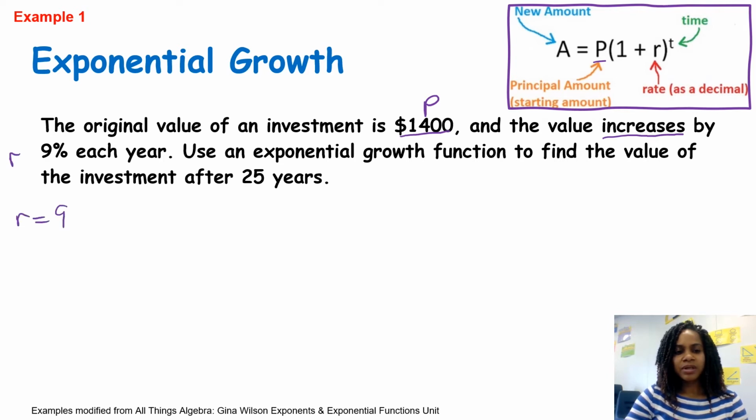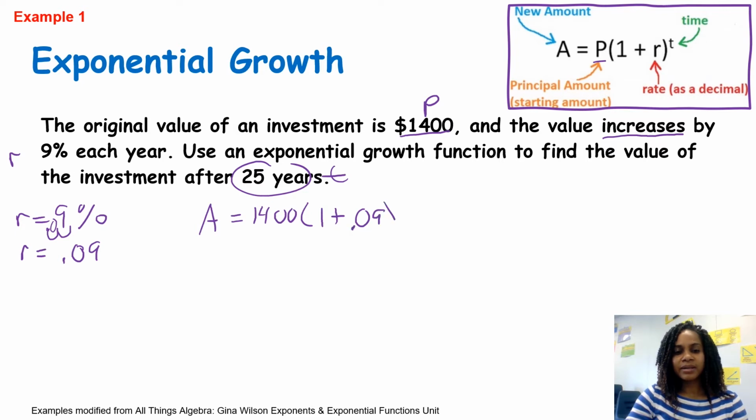So our rate is 9%, but remember it should be a decimal. So to change this to a decimal, we're simply going to move the decimal 2 places to the left. So it would be 0.09. All right, so that is our rate. The time is 25 years. So I'm just going to plug it in. A is equal to 1,400 times 1 plus 0.09 raised to the 25th power. And from that point, it's just plugging it into the calculator, simplifying it a little more.